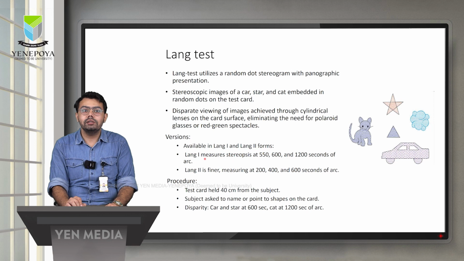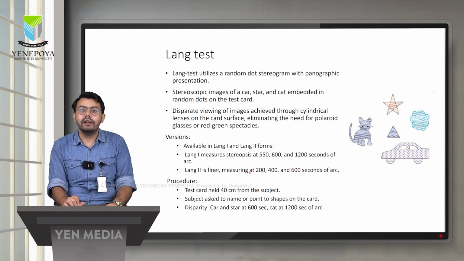In Lang 1, there is basically a cat and a car, and it measures stereopsis at 550, 600, 1200 seconds of arc. And Lang 2 has a finer measurement, with elephants and clouds, and it measures 200, 400 and 600 seconds of arc. In this, the patient has to hold the card 40 centimeters from the subject. The subject is asked to name or point to the image on the card in front of them.